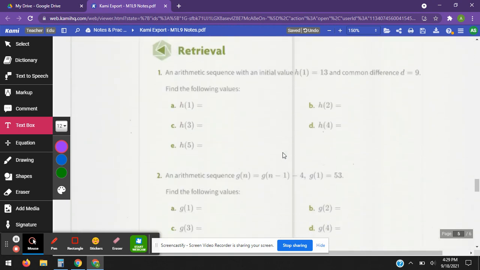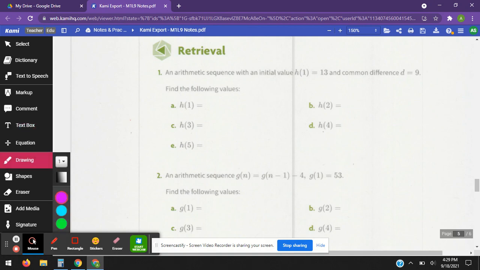Retrieval. Let's see. Find an arithmetic sequence with an initial value of h of 1 equals 13 and a common difference of 9. So it looks like I need 1, 2, 3, 4, 5 terms. So h of 1 is 13. It tells us this right here. Common difference is 9. So I'm going to add 9 to get 22. Add 9 to get 31. Add 9 to get 40. Add 9 to get 49. That works out pretty well.